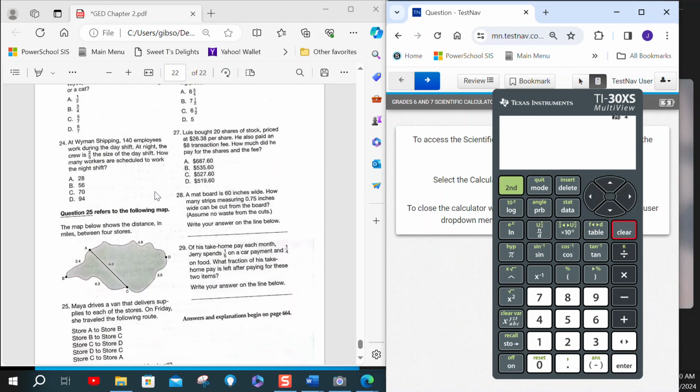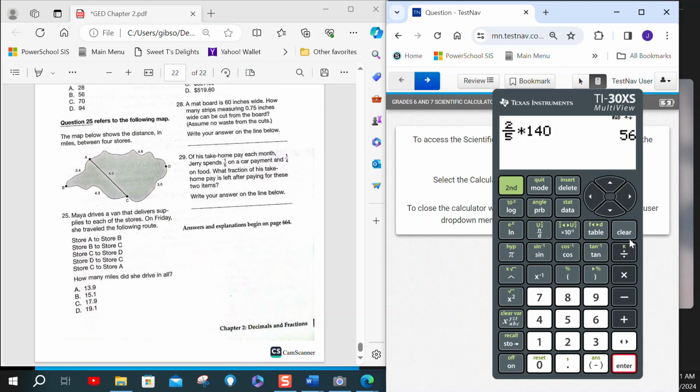At Wyman Shipping, 140 employees work during the day shift. At night, the crew is 2/5 the size of the day shift. How many workers are scheduled to work the night shift? So it says the night shift is 2/5 the size of the day shift. So we would take N over D, 2/5, right arrow, times 140. So it's 56, which is B.